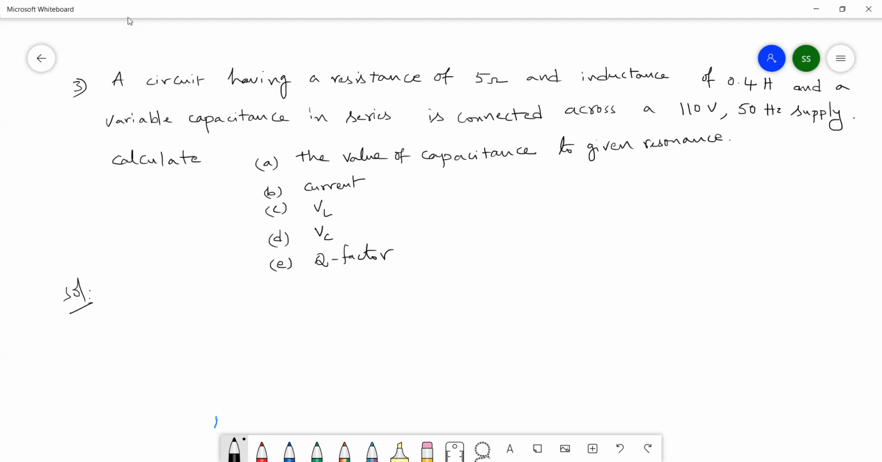What is the value of F0? They have given us 50 hertz. Yes, sir. Right? So substitute and tell me the answer. Are you able to do it by your own?